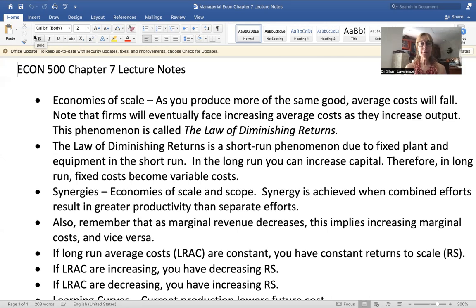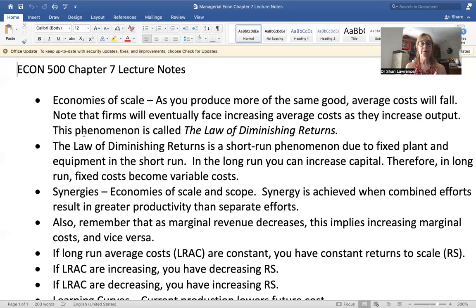Okay, so the main point of this chapter is talking about economies of scale. So just to repeat, as you produce more of the same good, if average costs fall, that's economies of scale. But eventually, firms are going to face increasing average costs as they increase output. So in other words, this economies of scale, or this decreasing average costs as you produce more, doesn't go on for infinity. It doesn't last forever. There's a point when you have these decreasing average costs, but eventually your average costs are going to turn higher. So why is that?